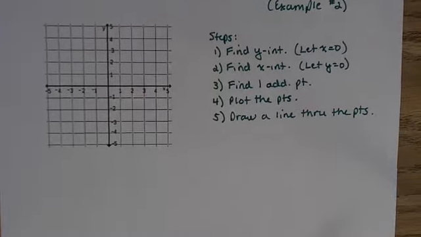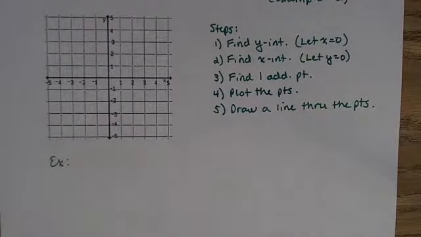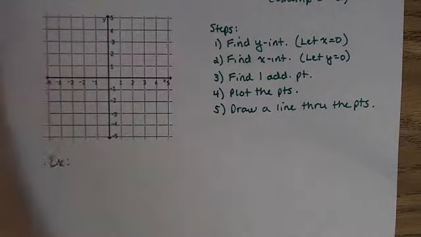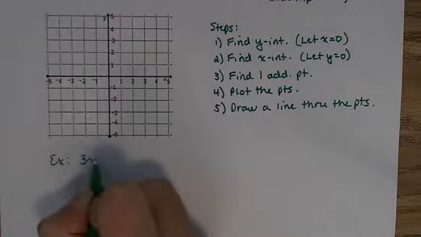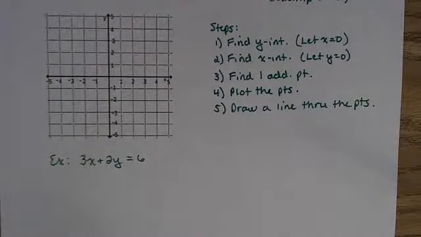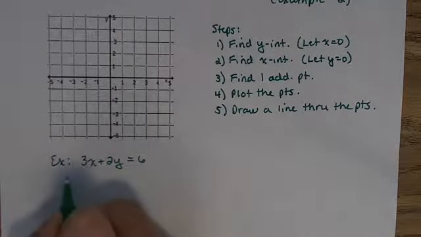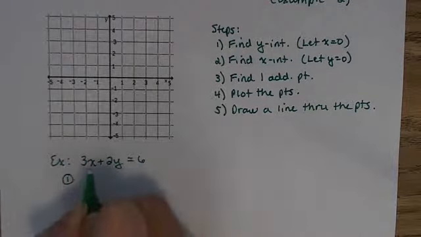So the example that I would like to take a look at is the following. Let's take a look at 3x plus 2y equals 6. And we'll go through the 3 steps. So step 1, find the y-intercept. Okay, that means letting x equal 0.